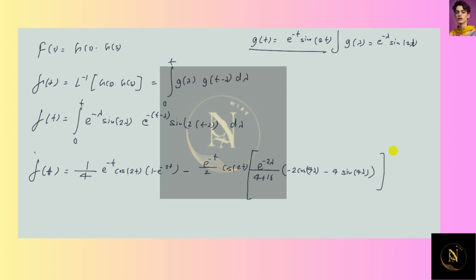So the upper limit is t and the lower limit is 0, and here this would be minus e to the power minus t divided by 2 multiplied with sine of 2t multiplied with e to the power minus 2 lambda divided by 4 plus 16 multiplied with minus 2 sine 4 lambda, and plus 4 cos 4 lambda. And now we have to put the upper limit and lower limit here.